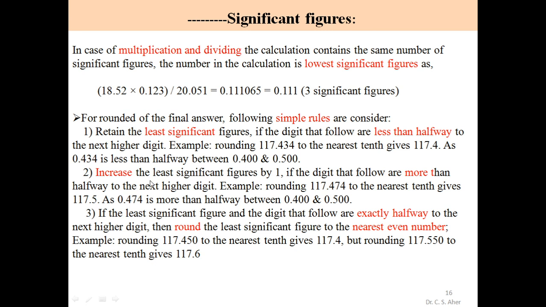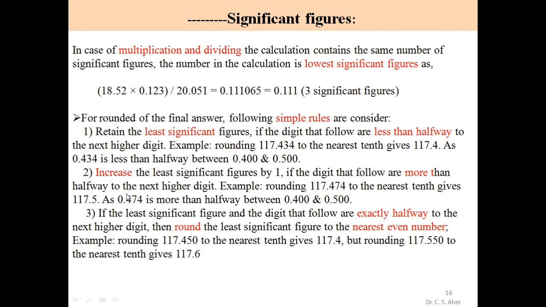In another example, we increase the least significant figure by 1 if it is more than halfway to the next significant figure, opposite to this. For that we consider another example, same example, but instead of 34, we take 74. 114.474. Now we round to the nearest tenths place. At that time what do we consider?